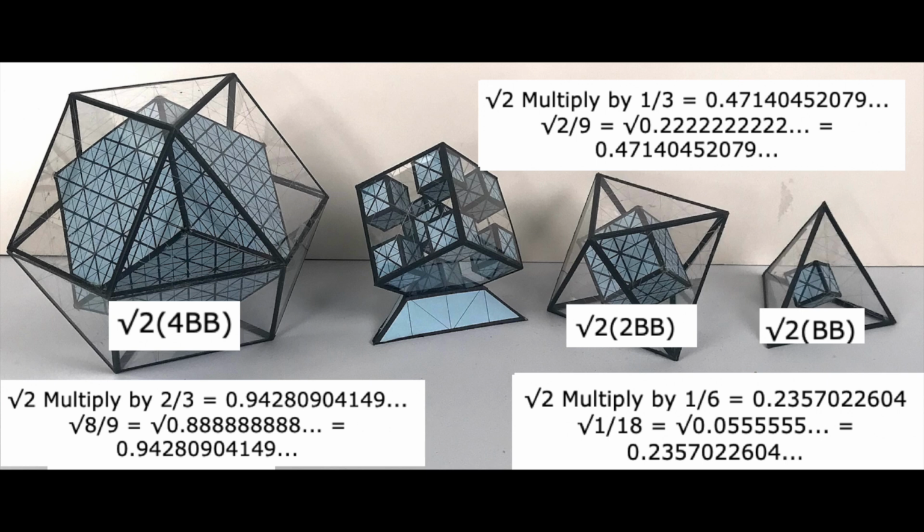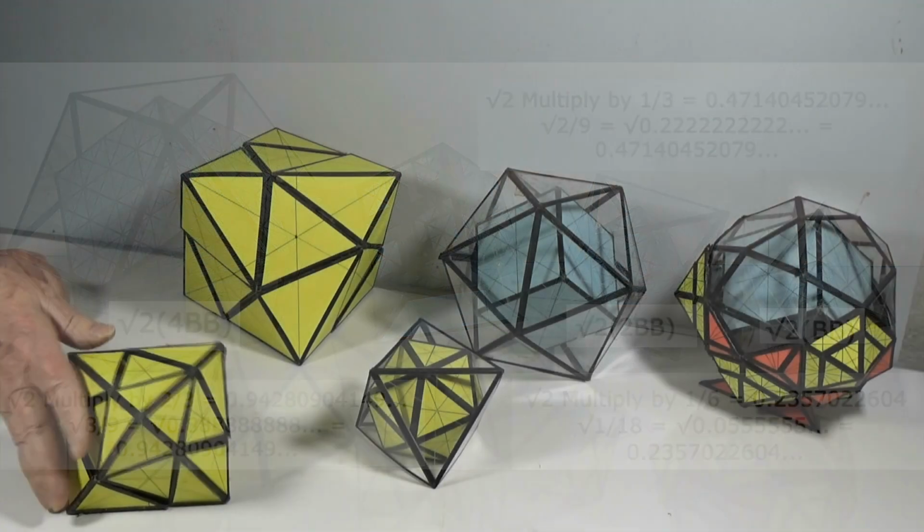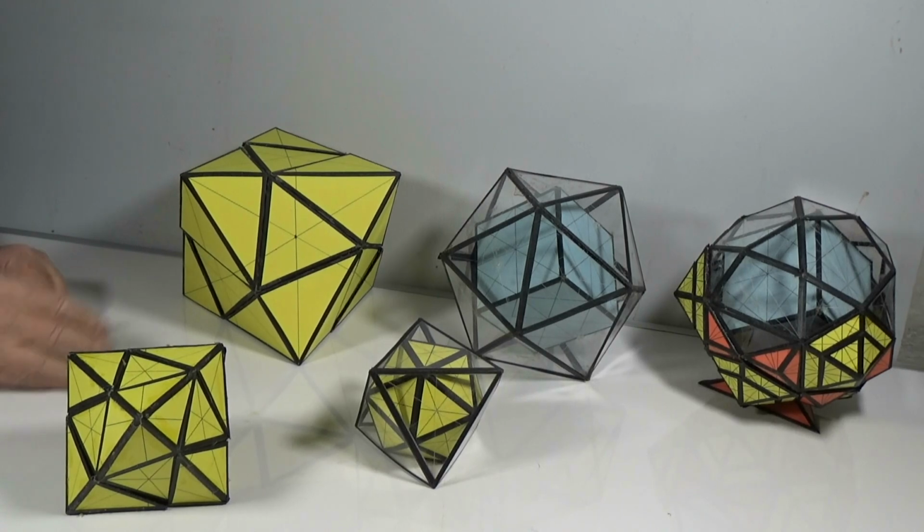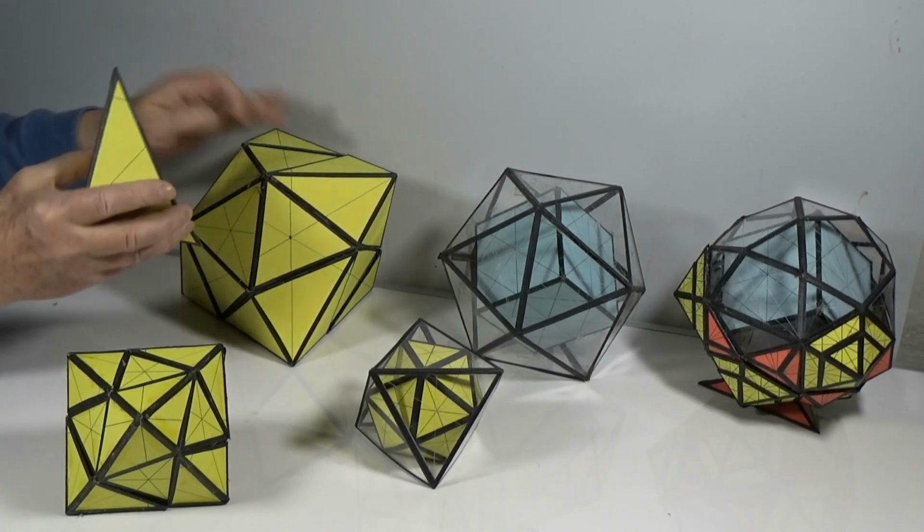Finally, the tetra's cube is 1/2 the size of the octa's, so I need to multiply the square root of 2 by 1/6, which equals the square root of 1/18, or the square root of 0.0555... The square root of these numbers is 0.235702... This will become very practical when you want to try to find the cube that fits exactly inside the icosa.